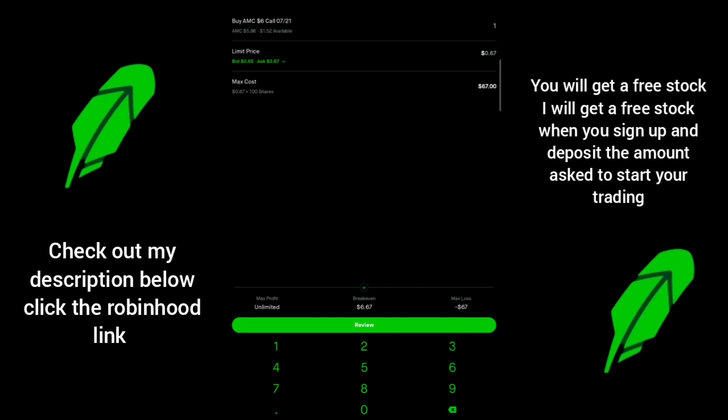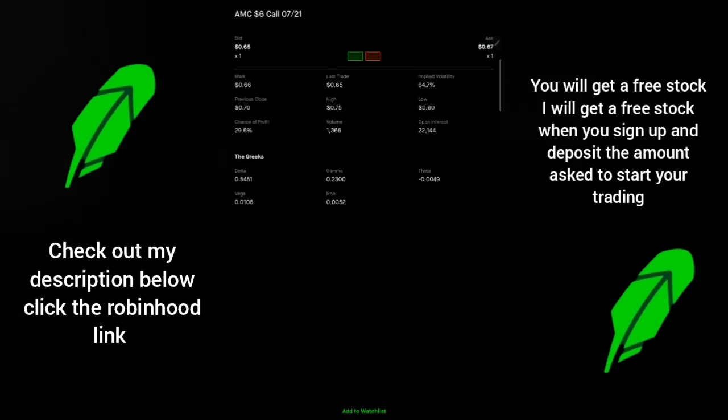Bid is 65, ask is 67. You always want to have those two numbers pretty close to each other, because when you're ready to sell, it'll execute a lot faster than when that number is much bigger. When you click on that, you will see all this information coming up.